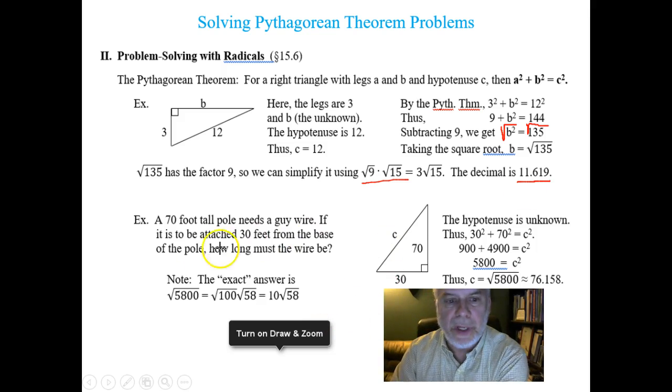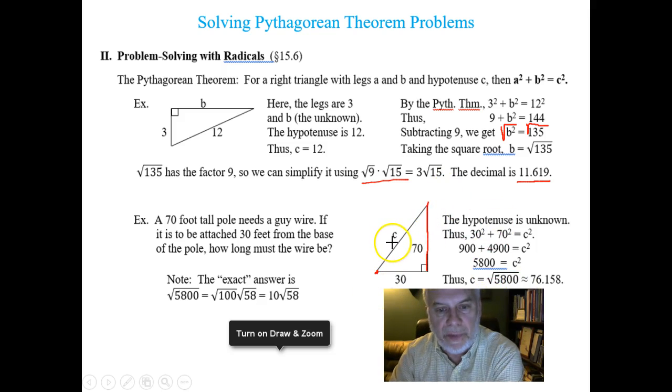Here's another example. A 70-foot tall pole needs a guy wire. If it is to be attached 30 feet from the base of the pole, how long must the wire be? So here's the pole, the 70, and you're attaching this guy wire right here, 30 feet away from the base of the pole. All right. So we want to know what the hypotenuse is. So this time it's the hypotenuse that's the unknown thing.